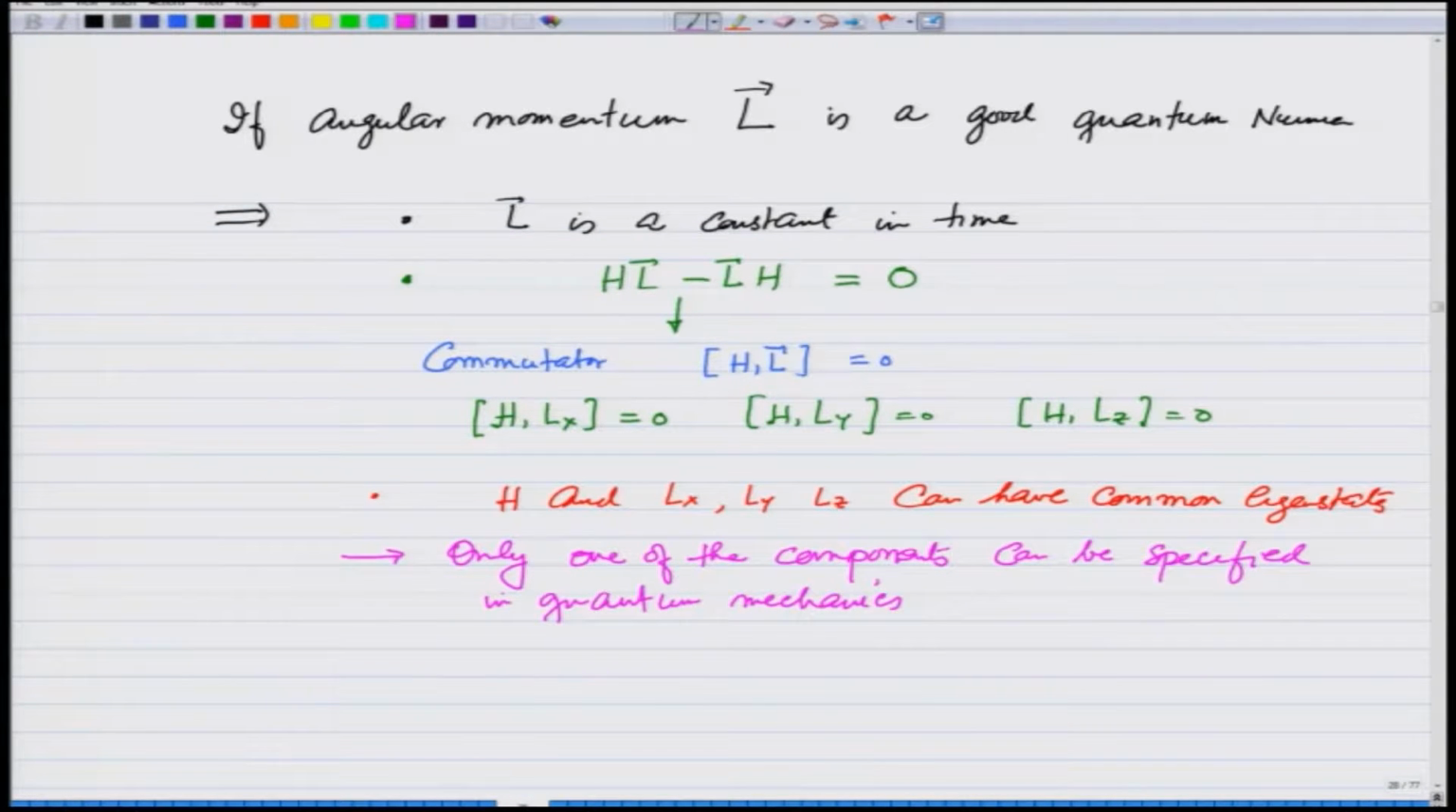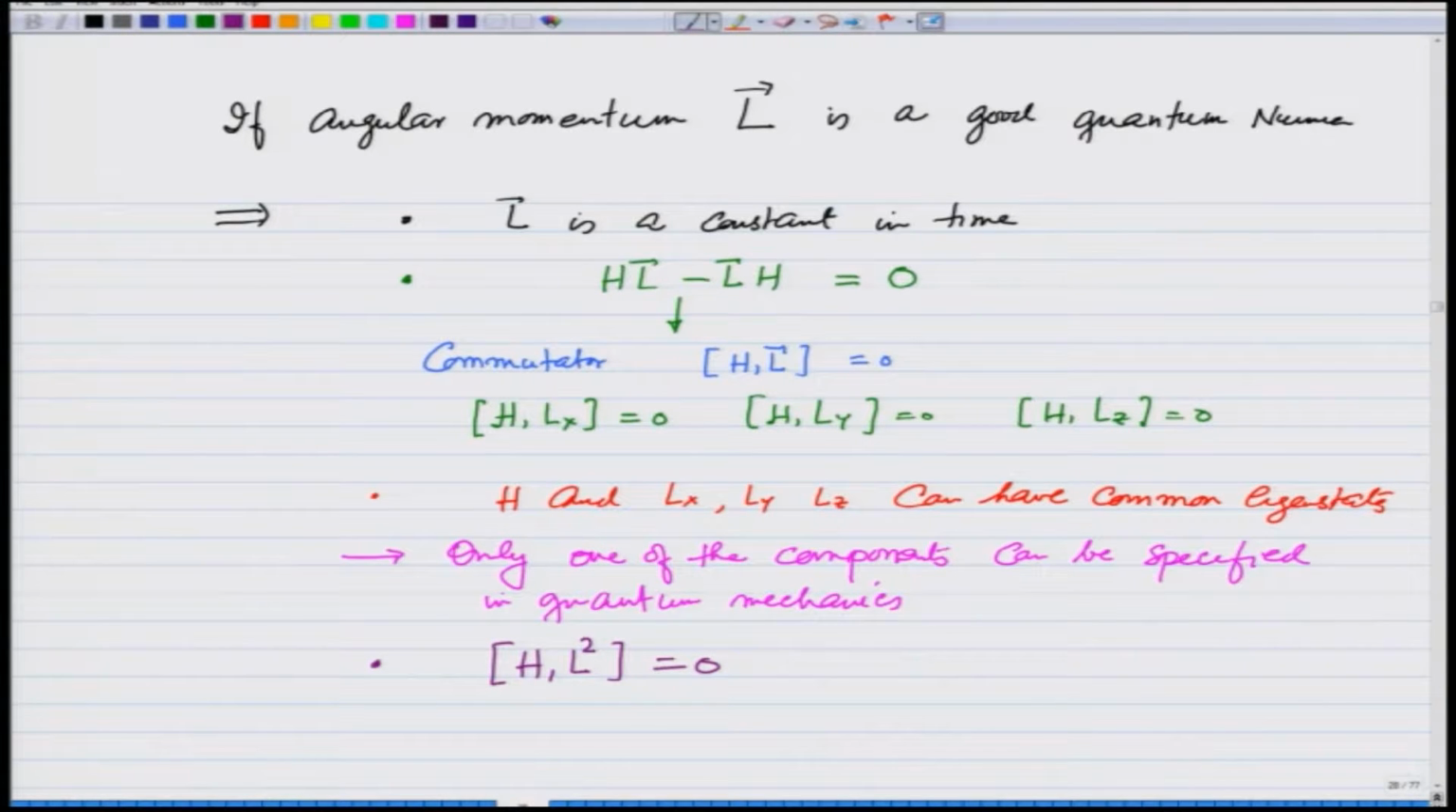Let me give that statement to you and I will show it later. What other thing we can do is that the total angular momentum H, L squared commutator also vanishes. So, all these mean that angular momentum is conserved.